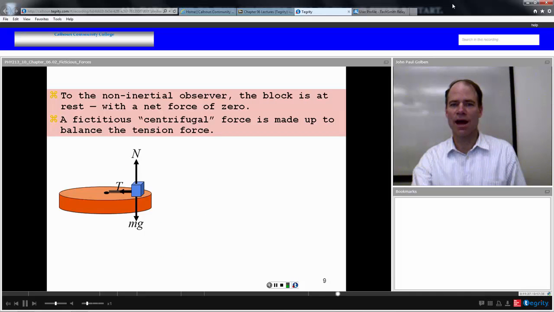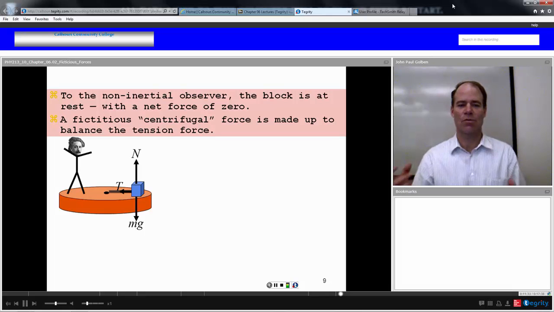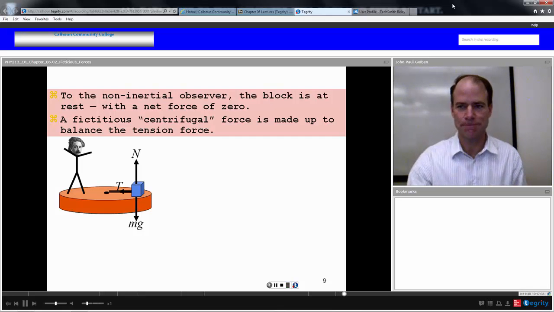But if you were a non-inertial observer and you were on the turntable itself, then you would have to wonder why this block is staying on this turntable. What is keeping it? Because from your perspective, it should fly off.